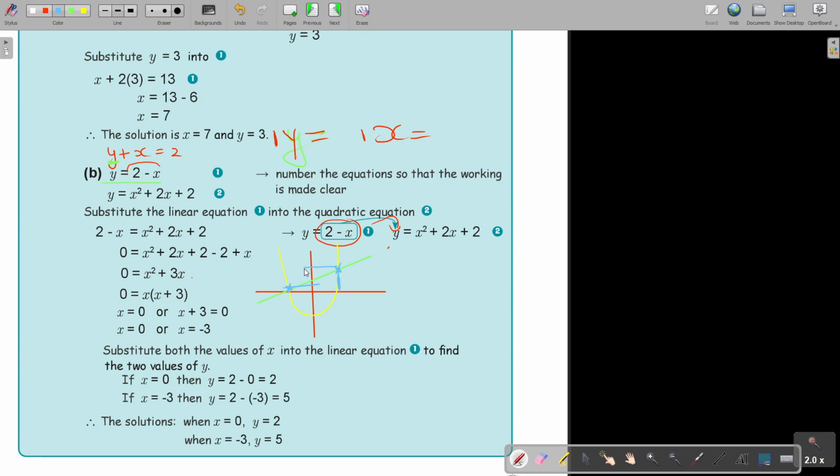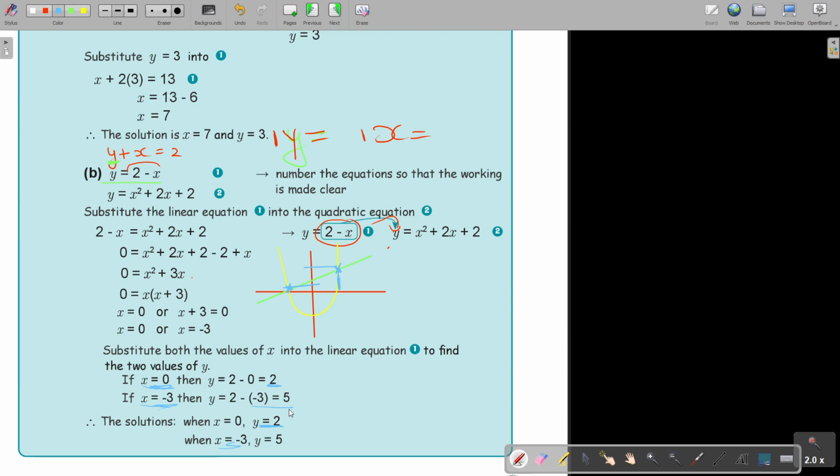Now, don't substitute in the quadratic one. Don't make life more difficult. Substitute in the linear one. So if I substitute 0 in the linear one, I get 2. For negative 3, I get 5. But then write the conclusion very nicely. So the solutions: when x is 0, then y is 2. And when x is negative 3, y is 5.